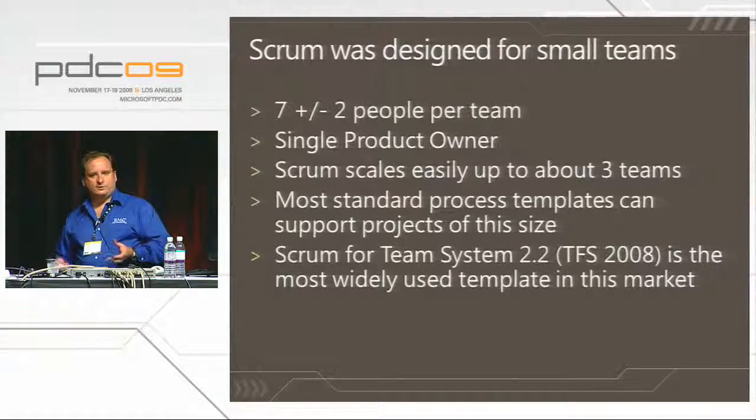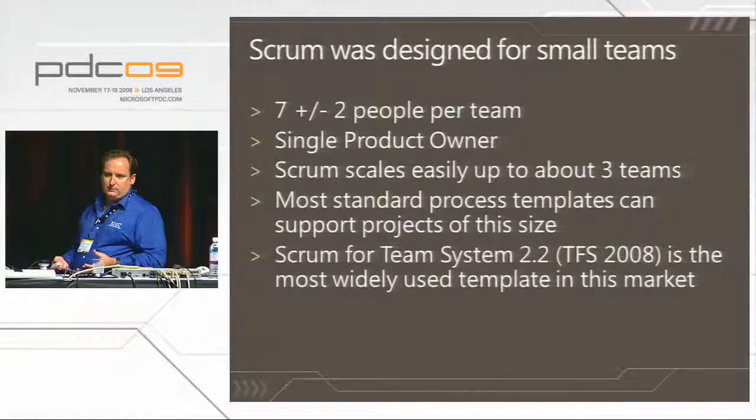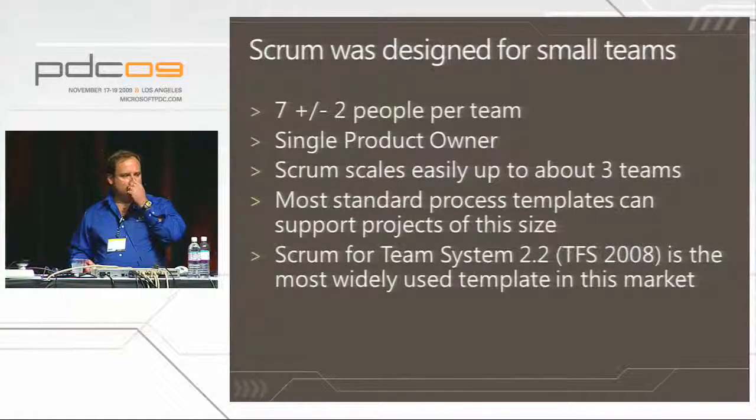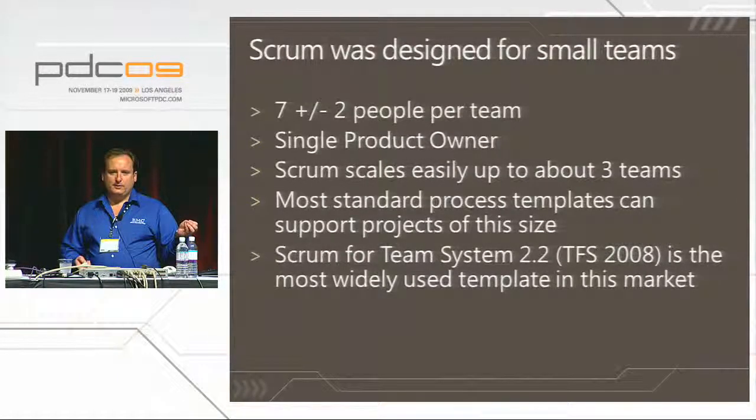If you read all the original literature and look at where it really works, it's 7 plus or minus 2 people per team. It's about having a single product owner, which is one of the more controversial points when you get into most organizations, and it scales really easily up to about 3 teams. You won't have any problems getting 3 Scrum teams going together.